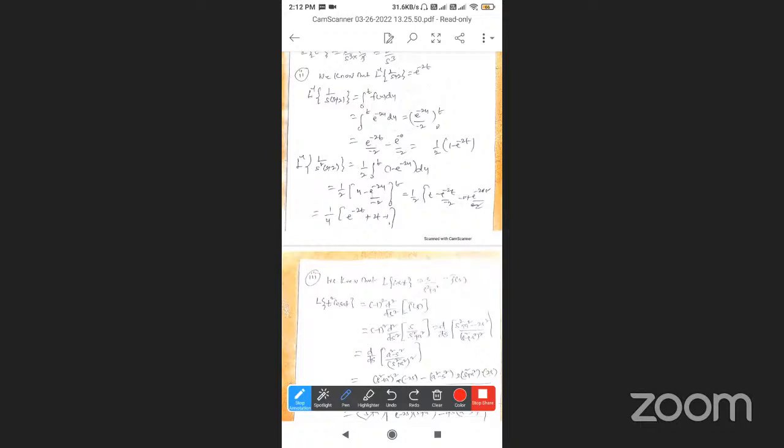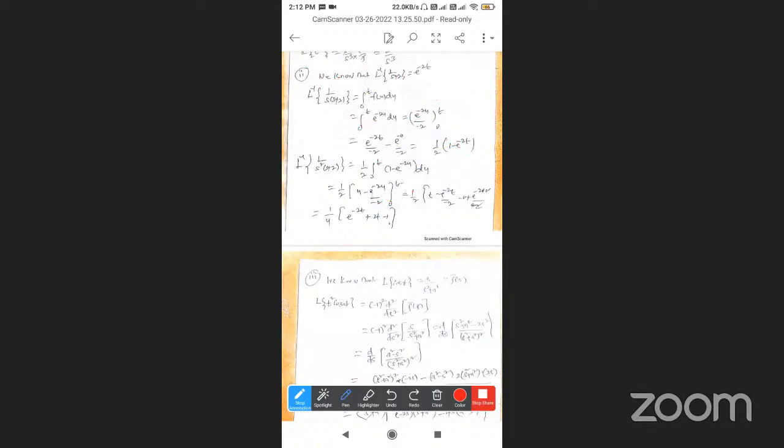What is f bar of s? So f bar of s is equal to 1 by s square into s plus 2. First of all, we know that the inverse Laplace transform of 1 by s plus 2 is equal to e power of minus 2t.